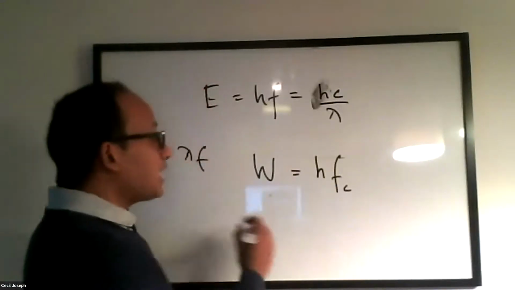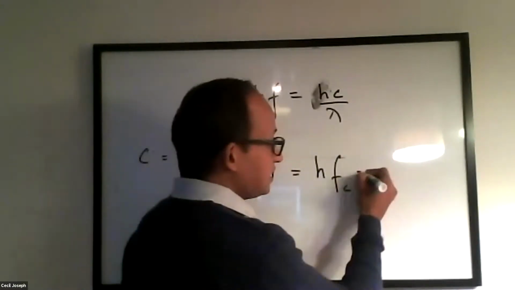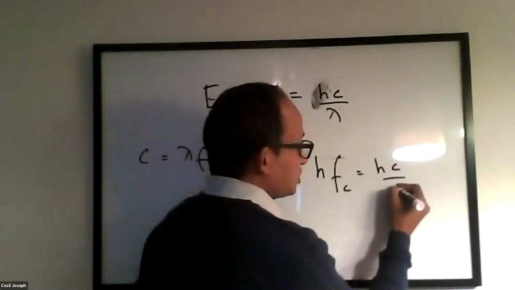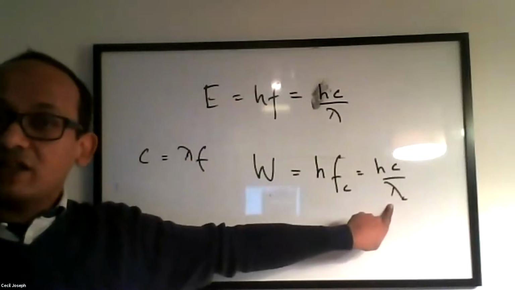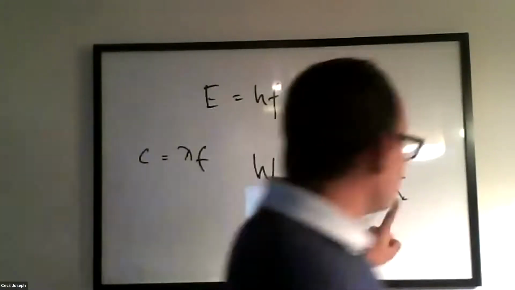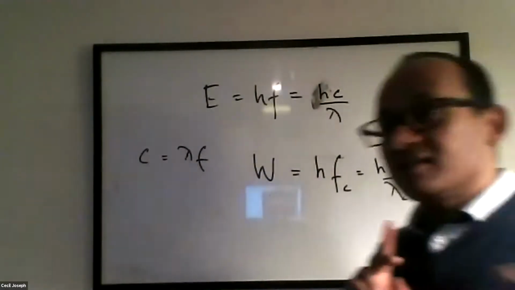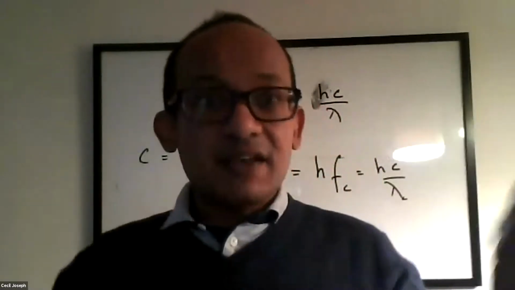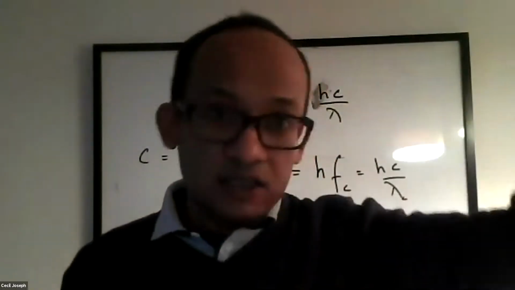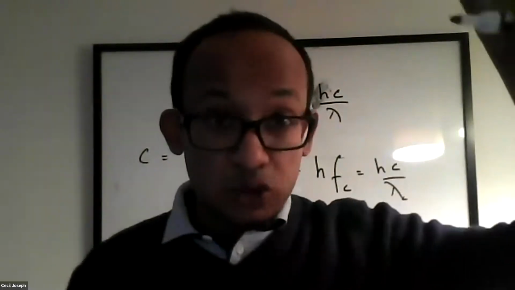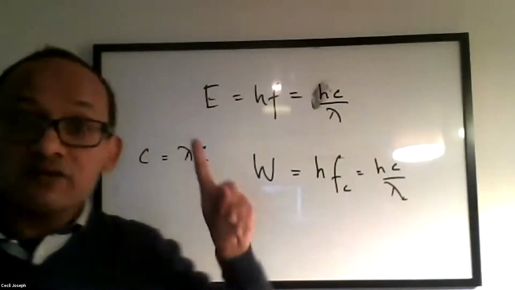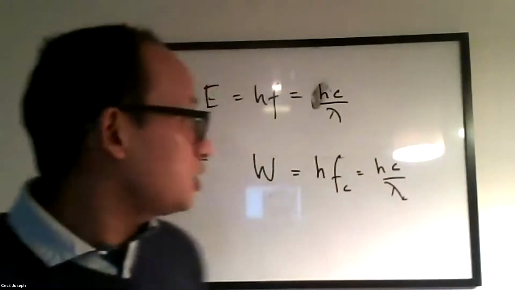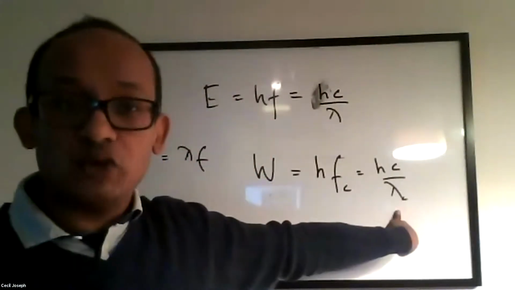Now let's rewrite this. fc, the cutoff frequency, is hc over lambda, where lambda is the cutoff wavelength. Remember, frequency and wavelength are inverse. c is f lambda, and c is constant, so as f goes up, lambda goes down. So in terms of wavelength, if we're talking of a higher energy photon, we're talking of a shorter wavelength photon.